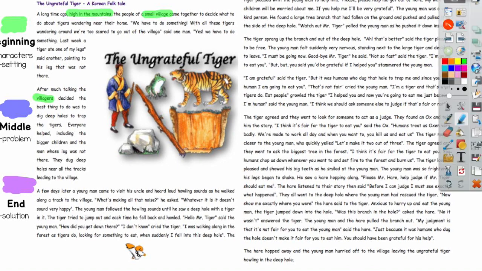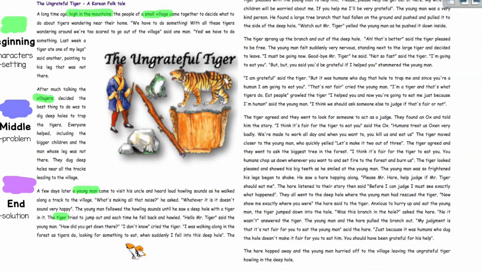Okay, so from this paragraph, we're introduced to two new characters. The first character is a young man, and the second character is a tiger. So because we're just now getting introduced to these two characters, I know that this is still the beginning section of my story. So let's see if we're going to continue on in the beginning or if we're going to transition to the middle of my story and find a problem that arises.